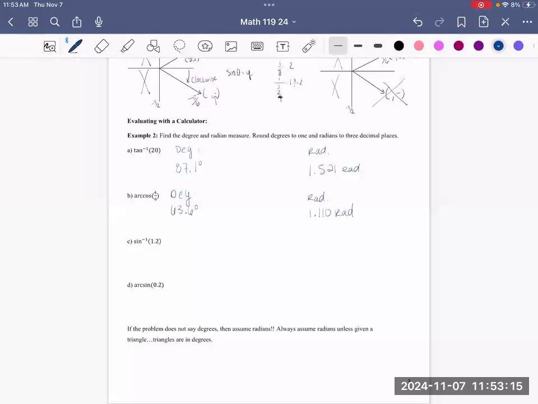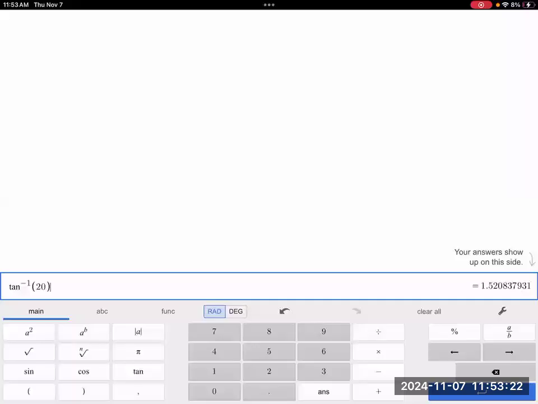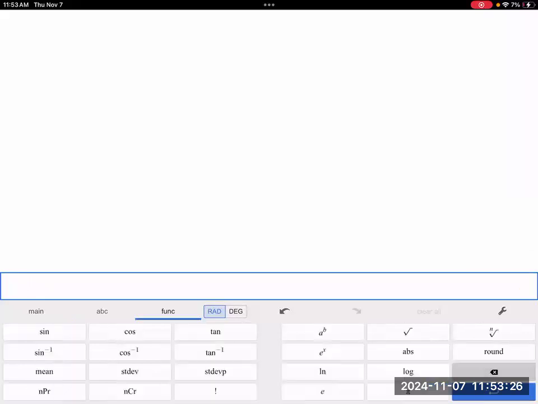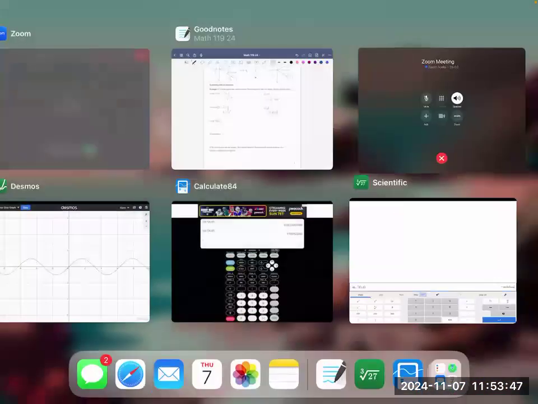So why don't you try it again with your next one? It doesn't matter which calculator we use. Maybe I do Desmos again. So I'm going to clear all of that. We're doing inverse sine of 1.2. Now notice that this is undefined. Interesting, right? Maybe it's just in radians. Let's try it in degrees. Again, it is undefined, but why would that be?